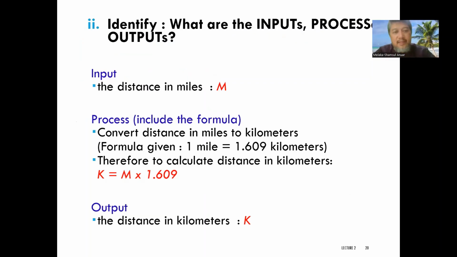So identify the IPO: input, process, and output. So the input must be the distance in miles, whereas the process includes the formula. So you need to find or identify the correct formula or equation.